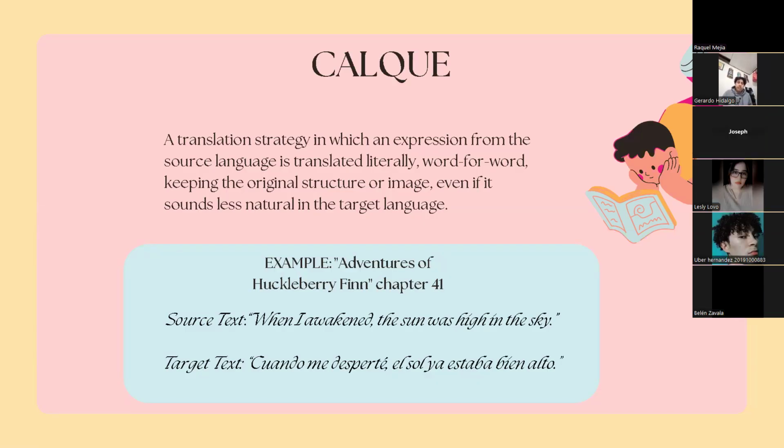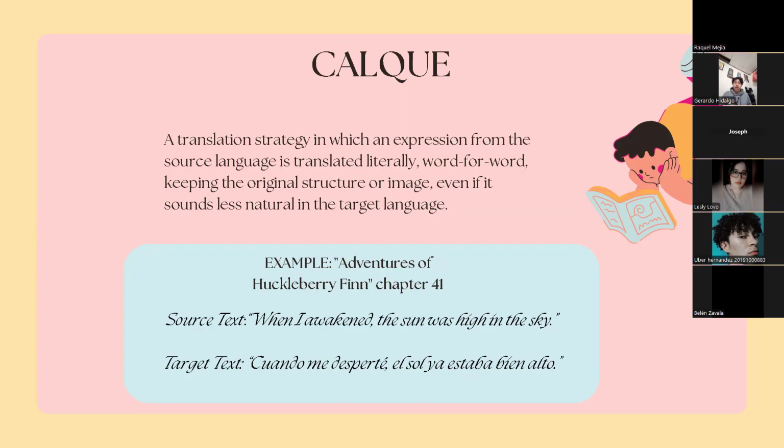Now I'll explain the translation strategy called calque. Calque is a literal word-for-word translation that keeps the structure and the imagery of the original language, even if the expression sounds less natural in the target language.